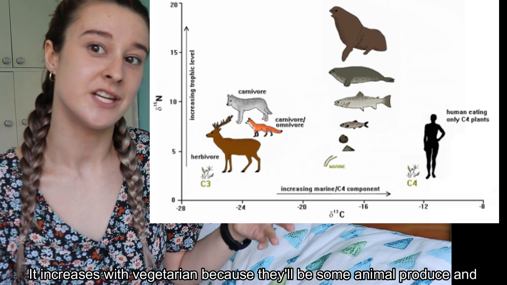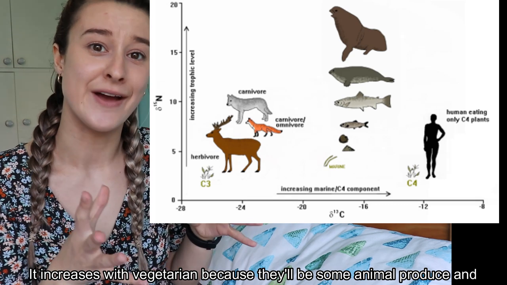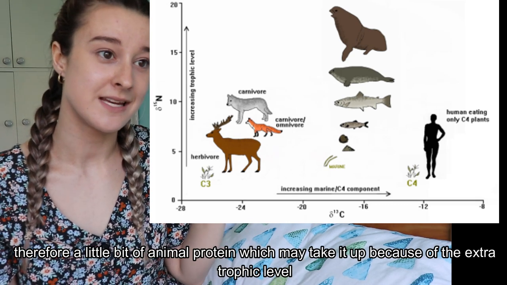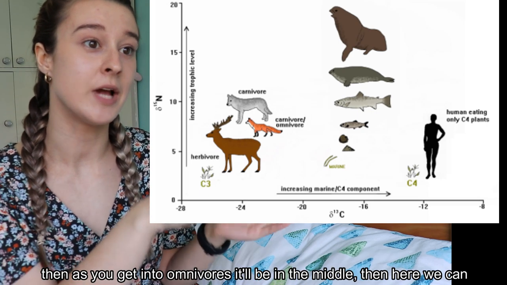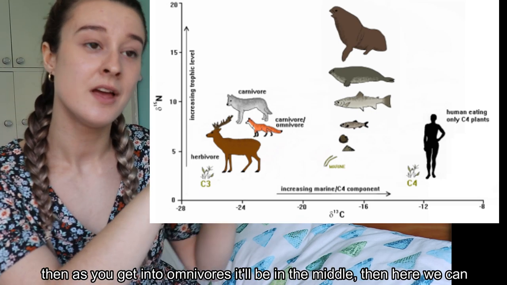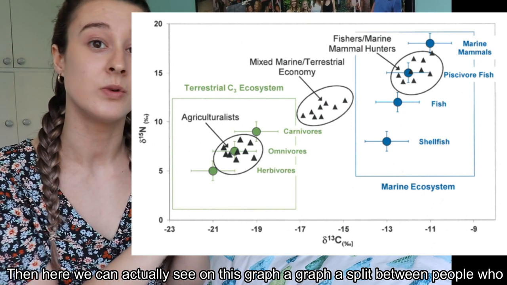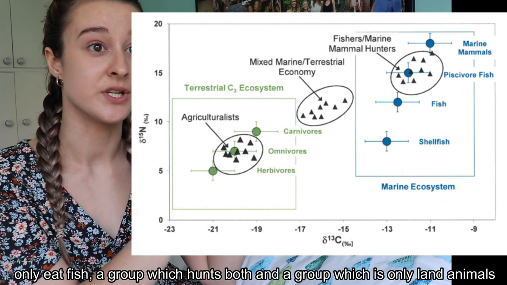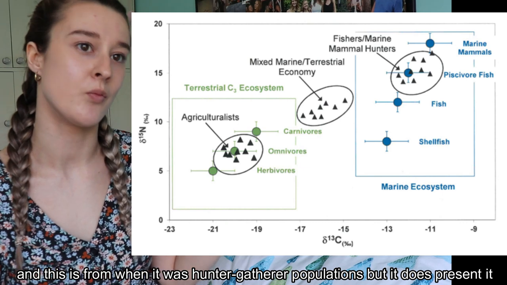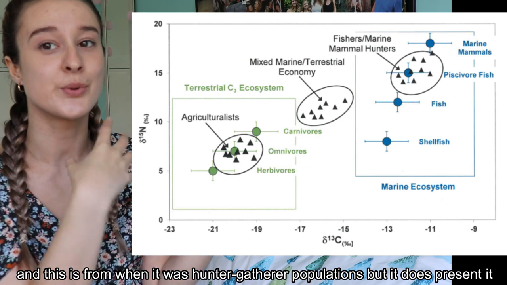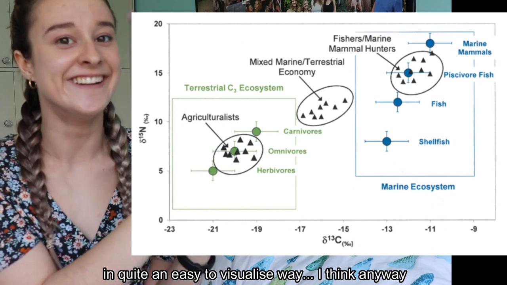It increases with vegetarian because there'll be some animal produce, and therefore a little bit of animal protein, which may take it up because of the extra trophic level. Then as you get into omnivores, it'll be in the middle. Then here we can actually see on this graph a split between people who only eat fish, a group which hunts both, and a group which is only land animals. And this is from when it was like a hunter-gatherer population. But it does present it in quite an easy to visualize way, I think, anyway.